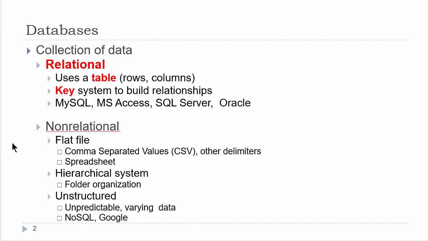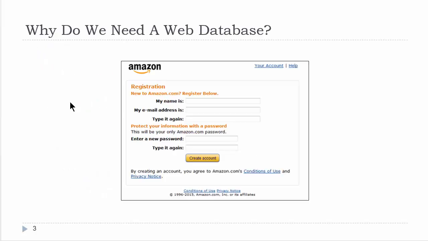A spreadsheet is very similar to a database in that it does organize data. We also have a hierarchical system, such as folders. This essentially is another way of organizing data. It is not relational. We also have some newer unstructured database types, such as NoSQL and the way that Google organizes data. So why do we need a database?